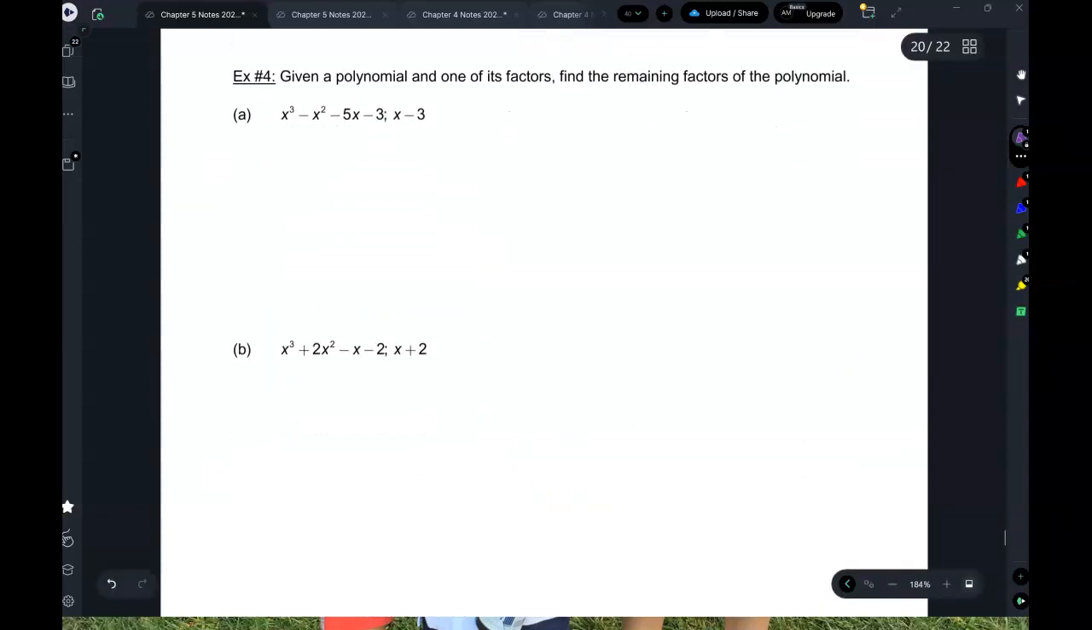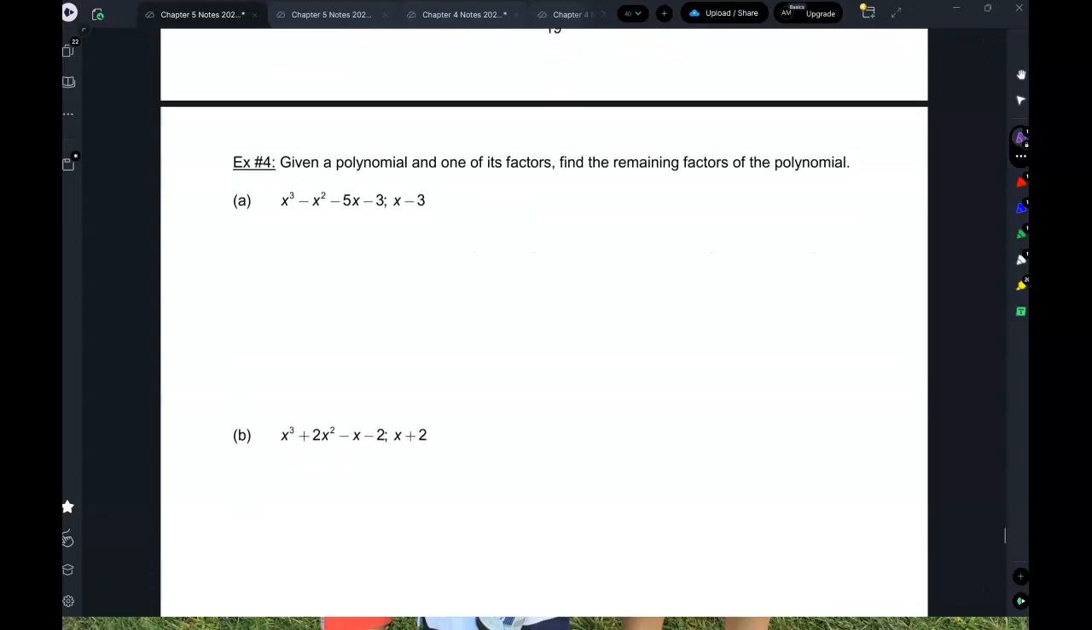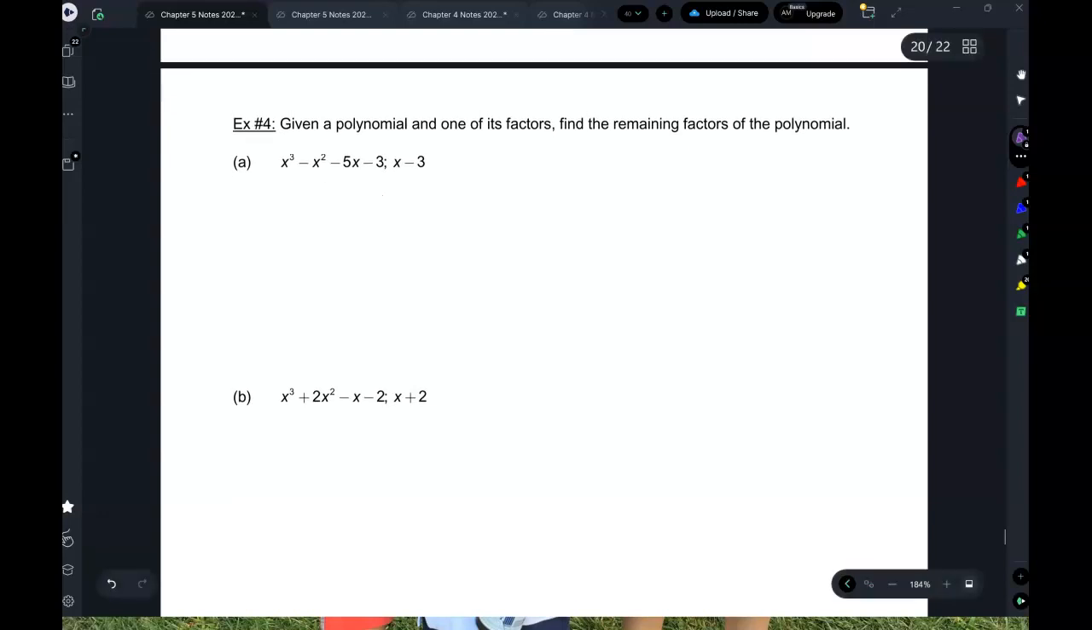Okay, so let's do this. Oh, we're almost done. Okay, so given a polynomial and one of its factors, find the remaining factors of the polynomial. Easy. Let's do this. What goes outside? 3. And here I have 1, -1, -5, -3. Let's check the exponents. 3, 2, 1, 0. We're good to go. 1, 3, 2, 6, 1, 3, 0.